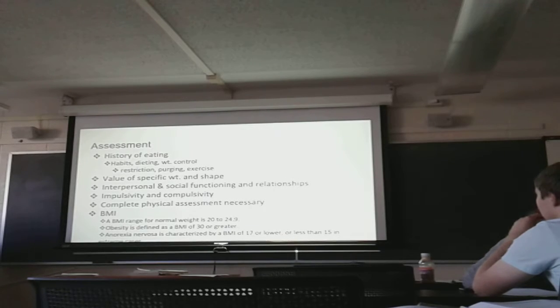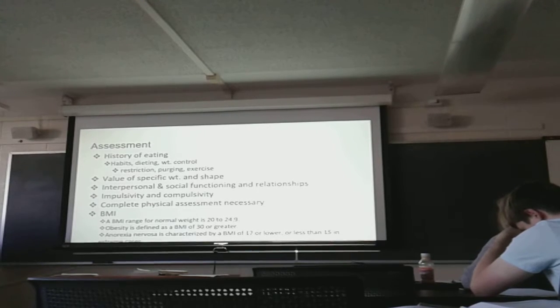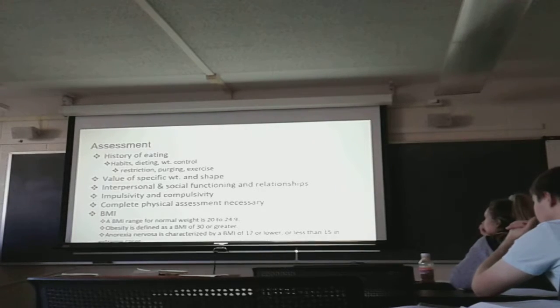How are their relationships and social functioning? You have to look at the whole picture. Their family, their socialization. Are they impulsive? With the binge eating, they might just eat and not even realize they're doing it. So a complete physical assessment is necessary. The normal range for BMI is 20 to 24.9, and obesity is defined with BMI of 30 or greater, which I talked about. And anorexia, which we talked about, is a BMI of 17 or lower, but it could be down to 15 in extreme cases.